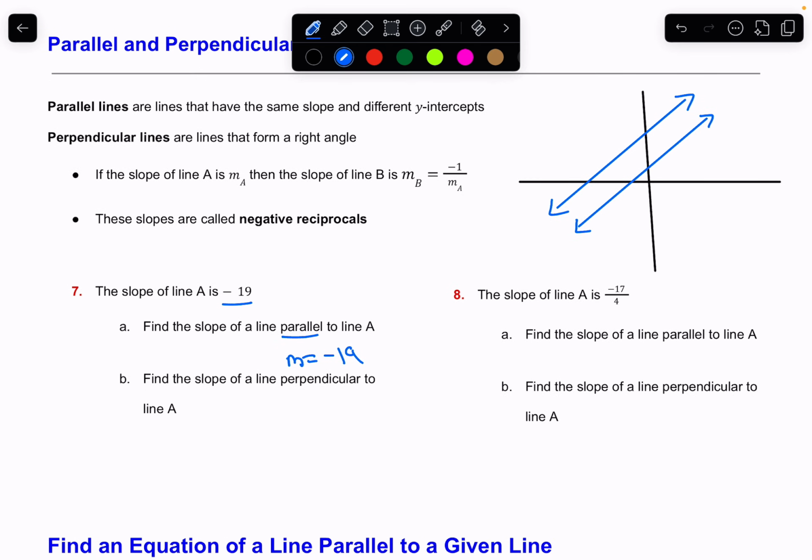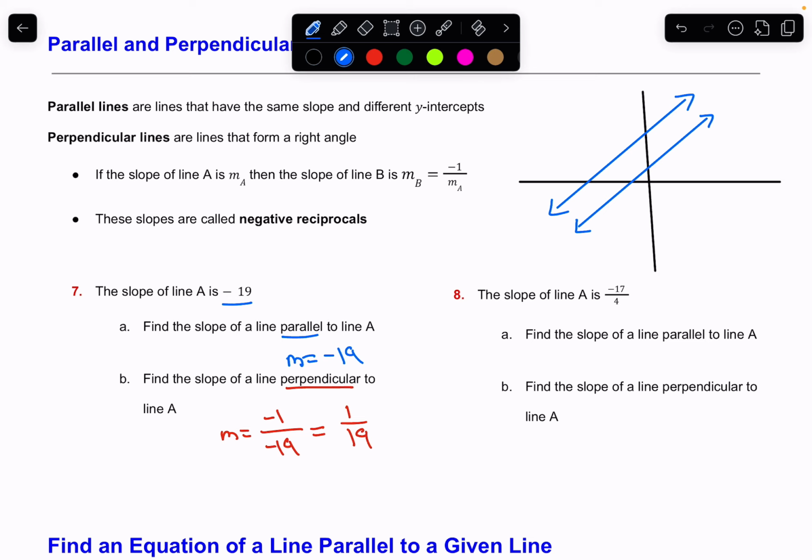If we want to find the slope of a line that is perpendicular to line A, then we're going to do negative 1 divided by negative 19. And this is going to simplify to be positive 1 over 19. Where notice all that actually happens when I do that is the negative sign that was in front of it goes away. And instead of 19 over 1, now it's 1 over 19. Okay, so all we do is the negative reciprocal. When you have a fraction to start, I feel like this actually looks even easier.